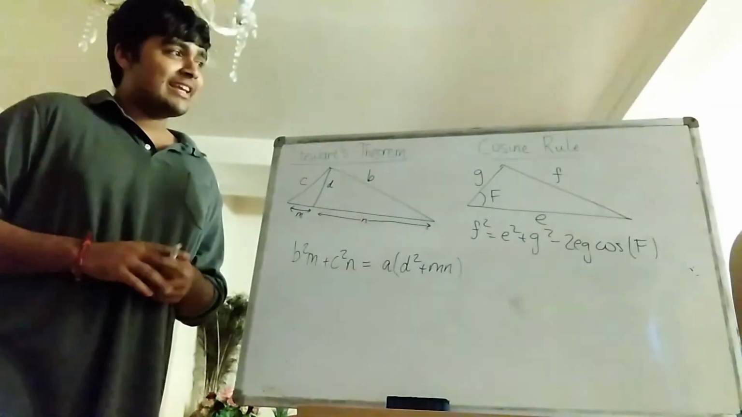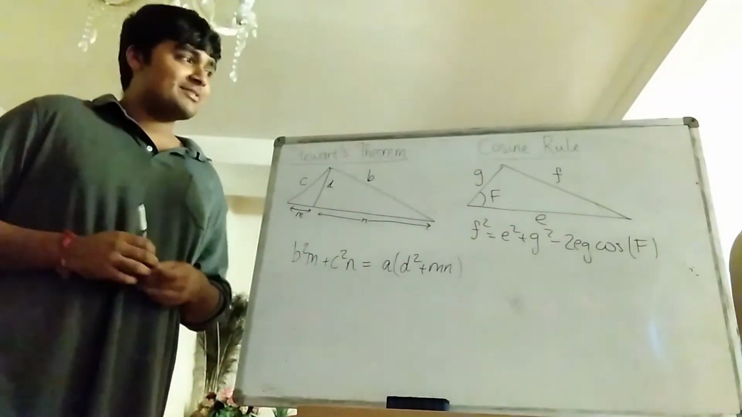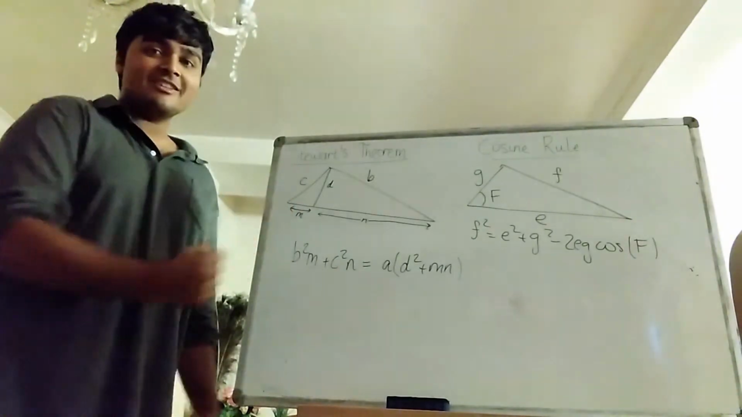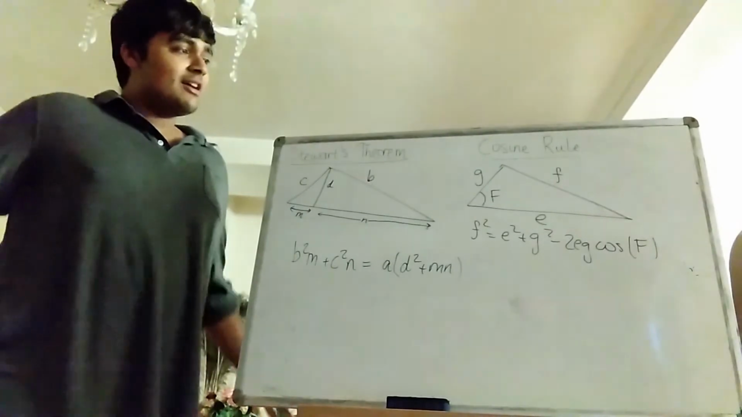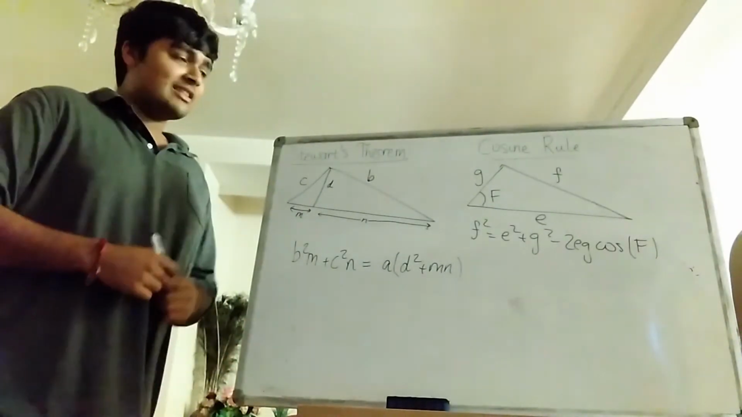Today I'm going to be talking about two really important theorems in geometry, both of which concern triangles. Firstly, Stewart's theorem and the cosine rule. I'm going to state both of them and then I'll get on to their proofs.